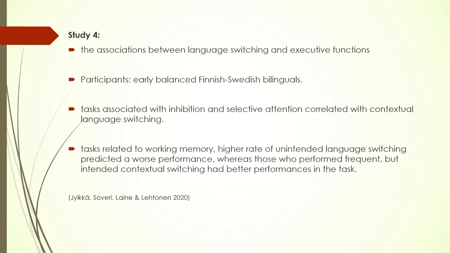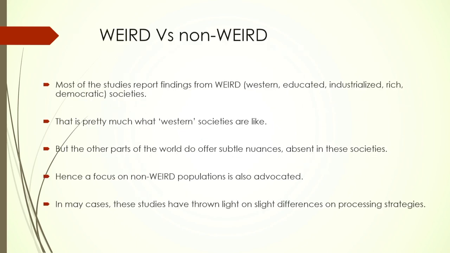Study 4, again 2020, was on Swedish bilinguals. They had tasks associated with inhibition and selective attention, and tasks related to working memory. A higher rate of unintended language switching predicted worse performance, whereas those who performed frequent but intended contextual switching had better performance in the tasks. So this is the finding in this domain so far.